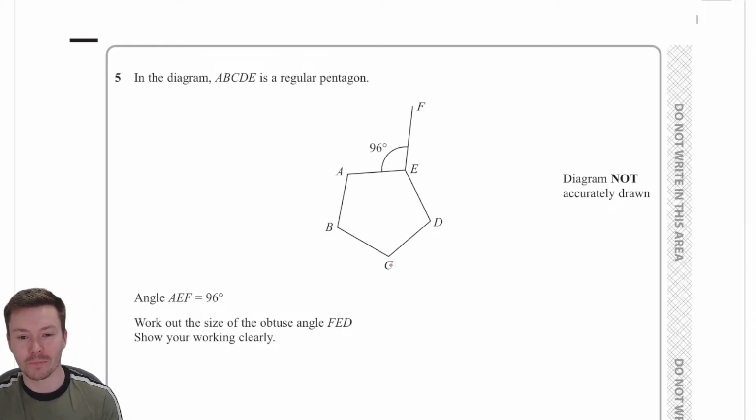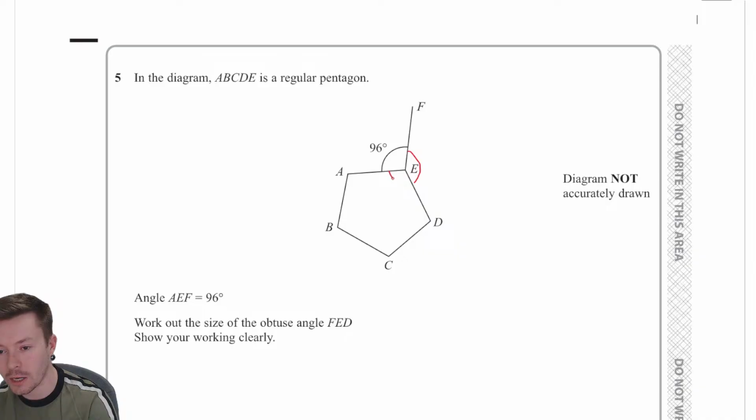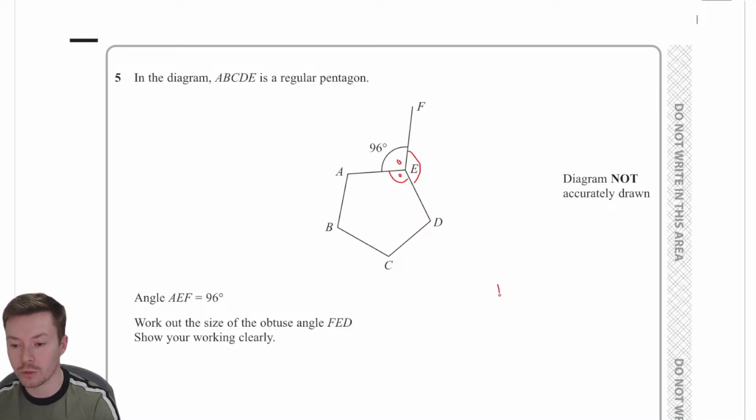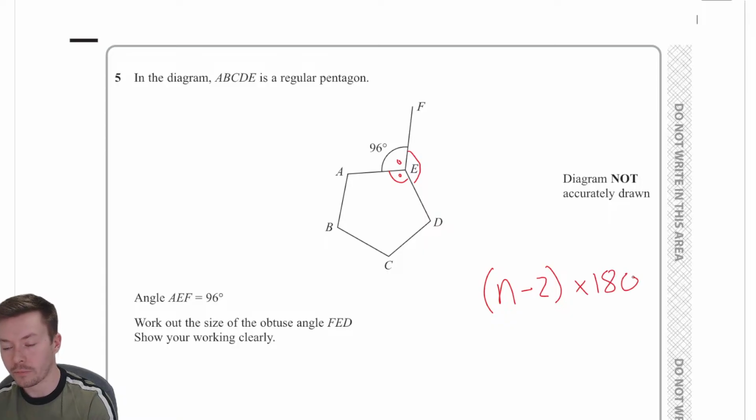Right, next question. In the diagram, ABCDE is a regular pentagon. Work out the size of the obtuse angle FED. Now, to work out this angle, we need to work out the interior angle of the pentagon and then subtract that one and that one from 360 to get this last angle. Okay? So, the formula for the sum of interior angles is n minus 2 times 180.